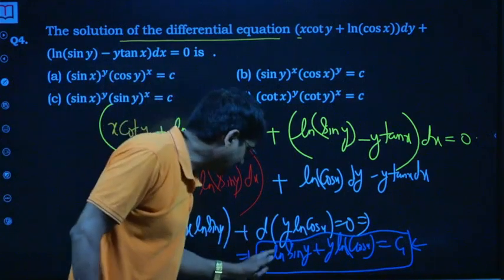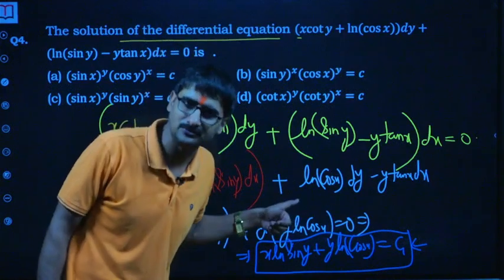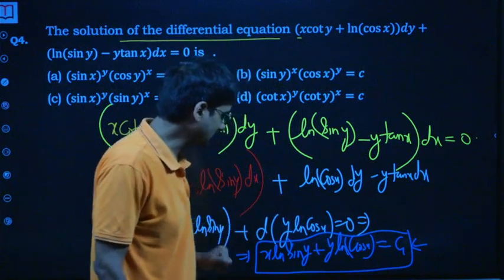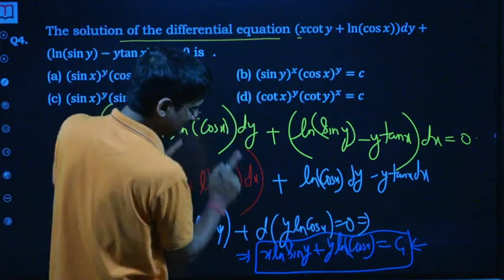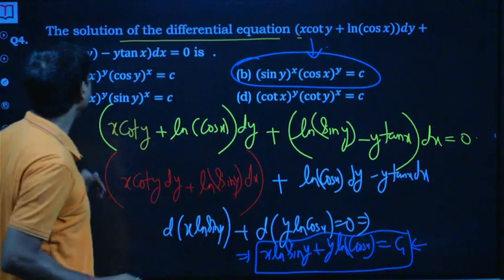Yes. If I take the x inside, it will appear as the power of the input within the log. So sin y raised to the power x into cos x raised to the power y is equal to a constant. So that should be the answer. Okay, now quickly moving to the next one.